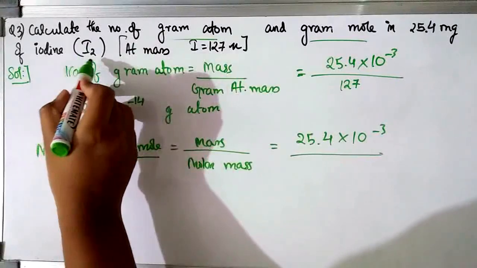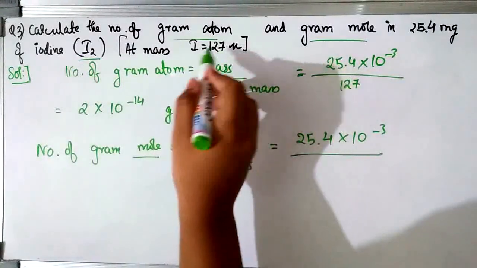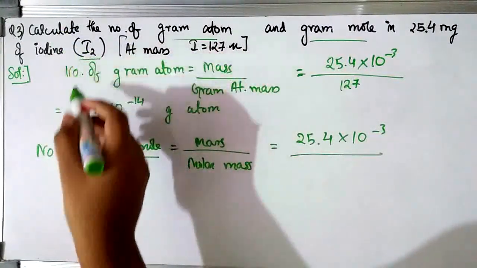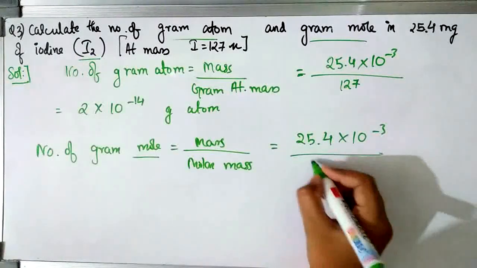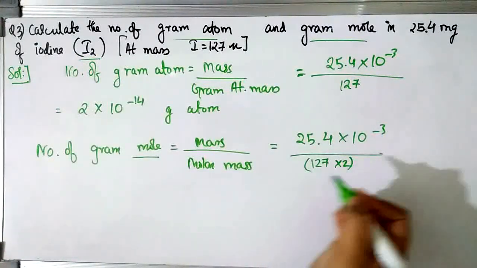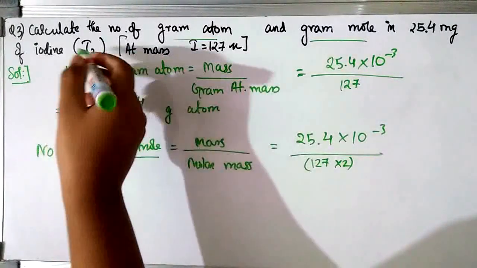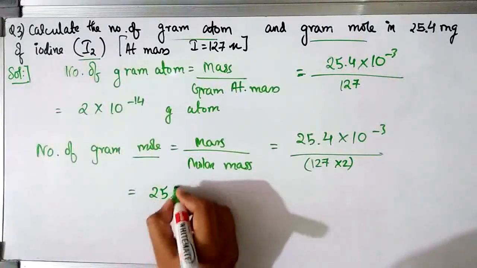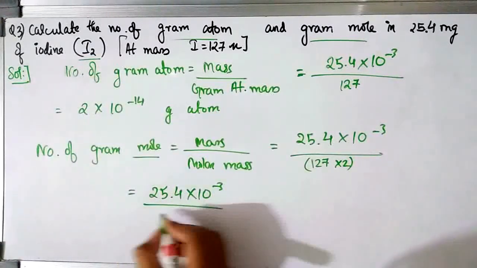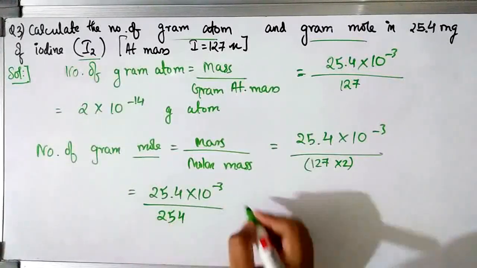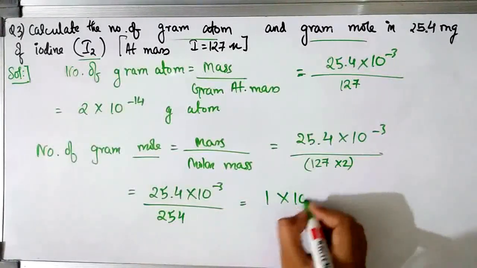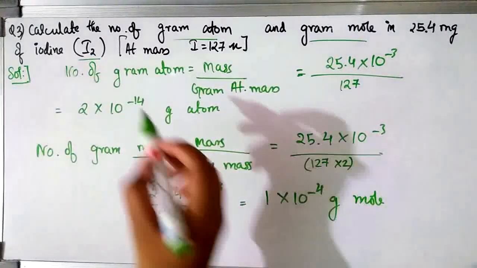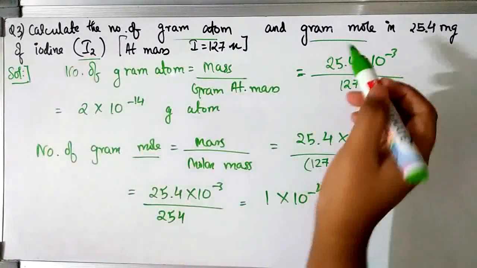Now we know that over here iodine exists as I2. The atomic mass of only iodine is 127, but we have to calculate the molar mass, that is the molecular mass over here. Since we have I2, we are going to do 127 into 2 for calculating the molar mass, because it is in the form of a molecule. So what we get is 25.4 into 10 to the power minus 3 divided by 254, which is nothing but 1 into 10 to the power minus 4 gram mole. So these are the formulas for calculating the gram atom and the gram mole.